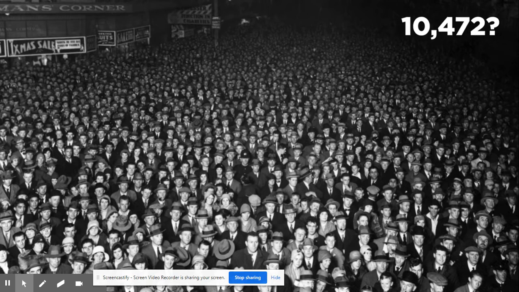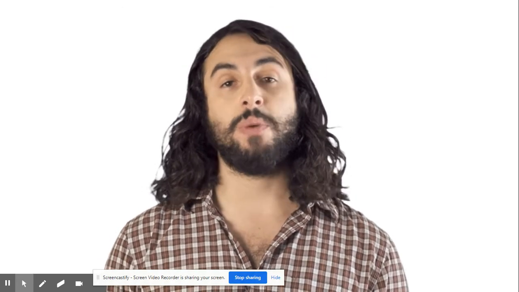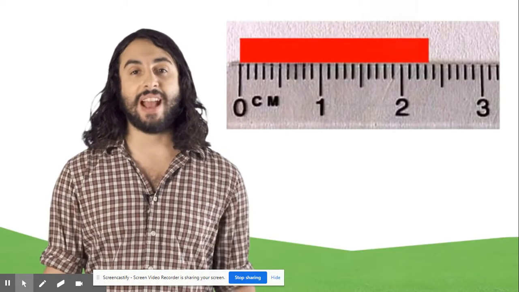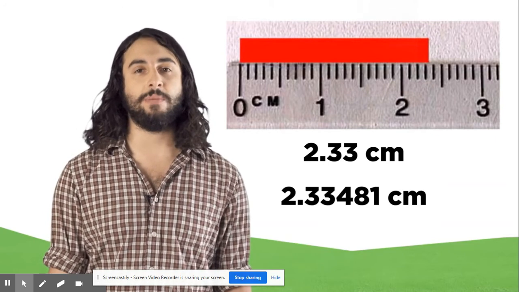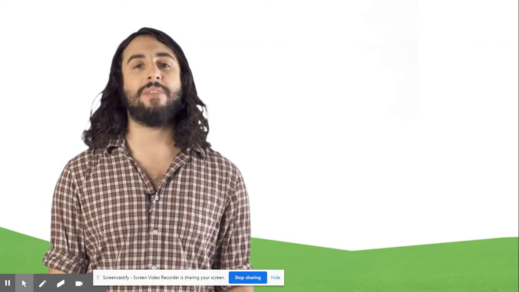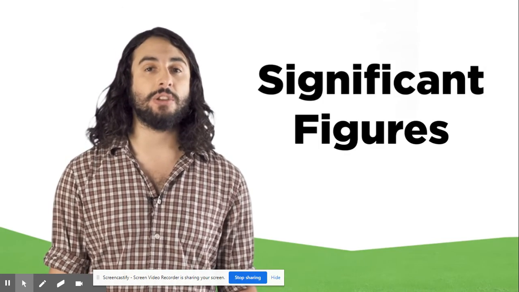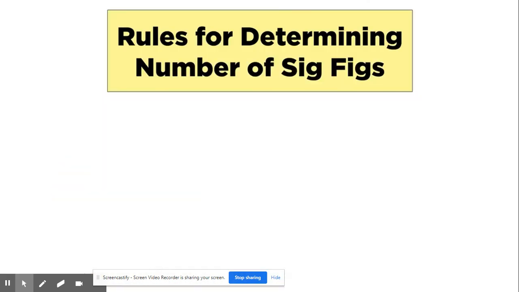10,400 or 10,472. We have to be careful not to make an estimate that is more precise than our measuring abilities allow. So when we use measuring devices, we only estimate one digit further than the level of precision inherent in the instrument. Here, we could estimate 2.33 centimeters, but not 2.33481. We do not have access to that level of precision. So any measurement will have a certain amount of significant figures, or sig figs, associated with it that display how precise it is. Here are the rules for determining how many sig figs are in a value.